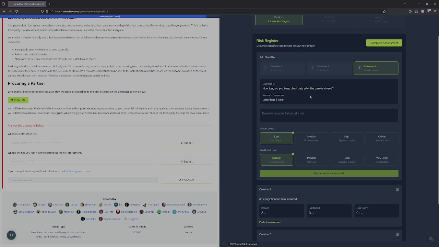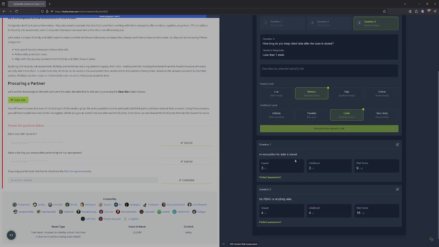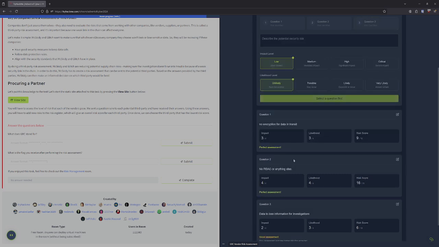And then question number 3, how long do you keep client data? Less than a week. I would say that actually might have an impact, and it's probably likely. It's good that the data is gone quickly, but what if there's an ongoing investigation or something and you need the data? I don't think that that's actually great. Data loss, information for investigations. So I'm going to say that that's a risk.